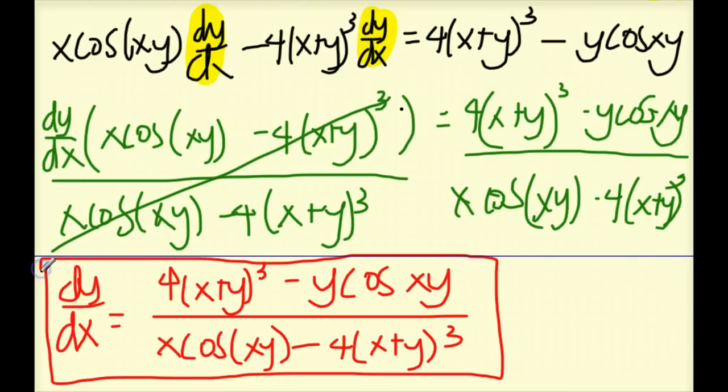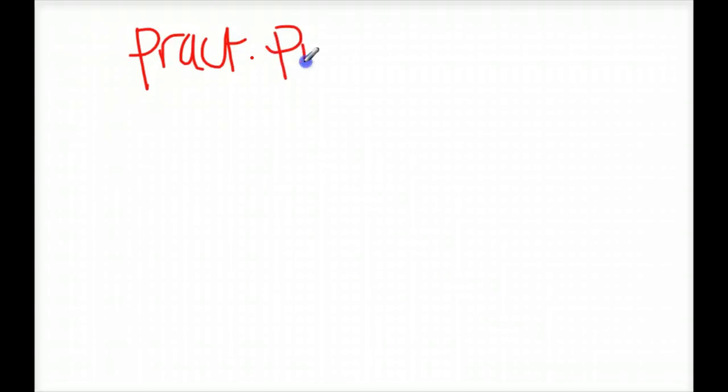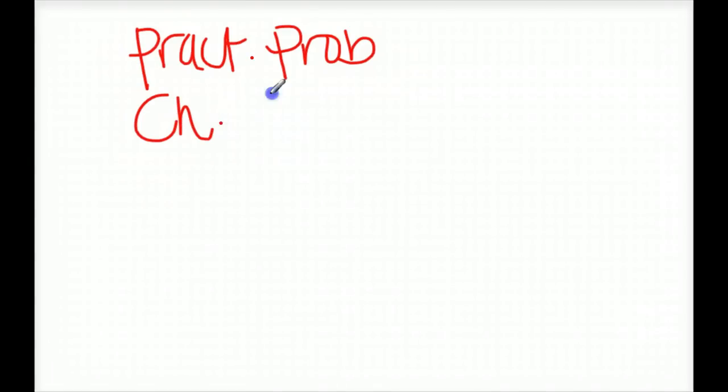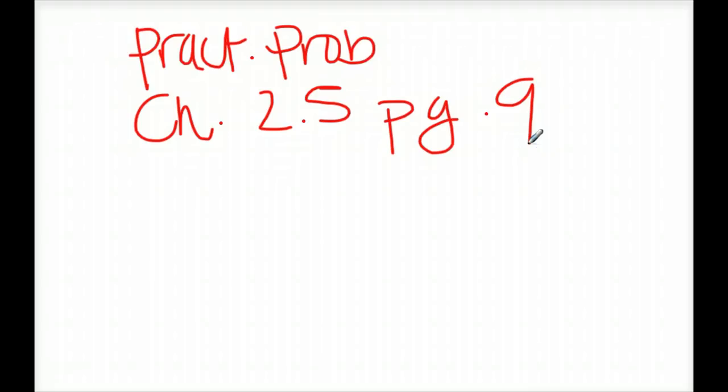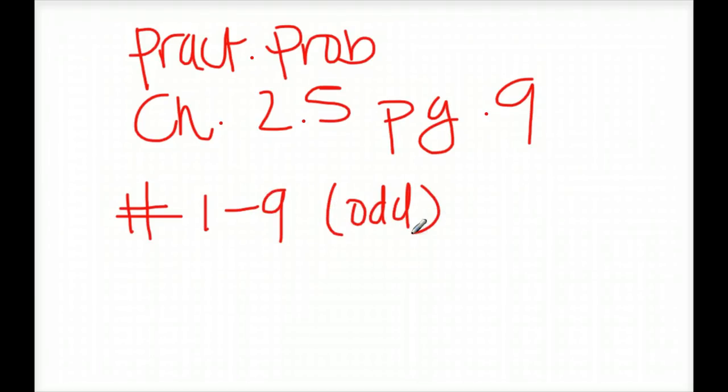So we're going to continue doing this process. So right now, what I'd like you to do is to work on these problems. So in your practice problems, Chapter 2.5, and it's page 9 in your packet. I'd like you to do numbers 1 through 9 odd. And then we'll take a look at these on Thursday and see how you guys did.